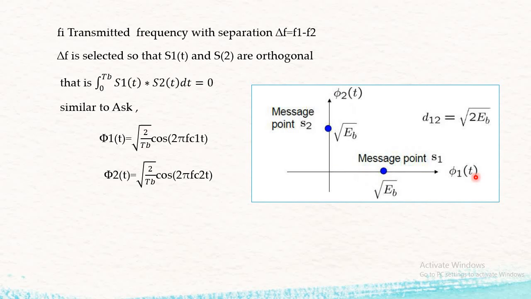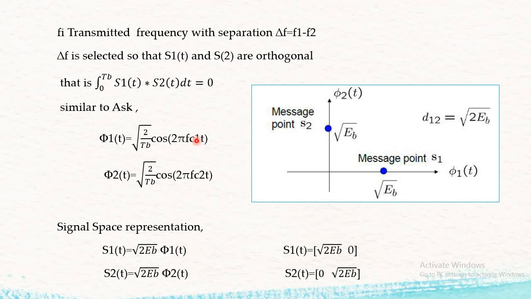Now for phi1(t), one more thing, we have to represent this cos 2 pi fc1 t by root of 2 by Tb. We have just put in the values in S1 and S2. So what is your S1(t)? S1(t) is equal to root of Eb times phi1(t), and S2(t) is equal to root of Eb times phi2(t). Which is nothing but S1(t) represented as root of Eb and 0, and S2(t) represented as 0 and root of Eb.